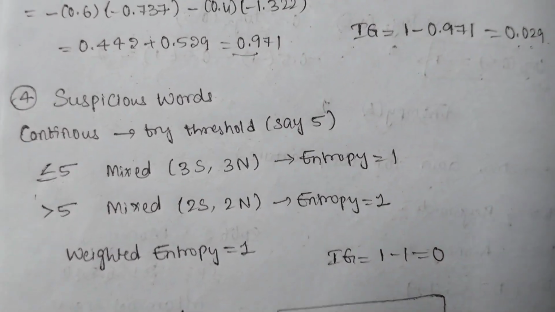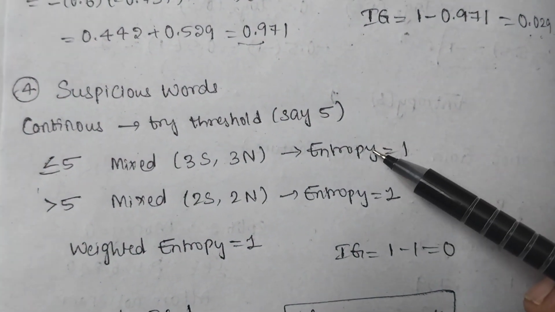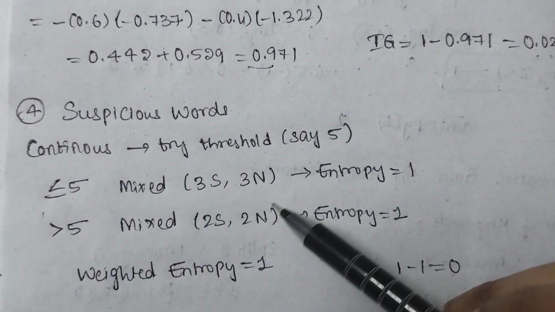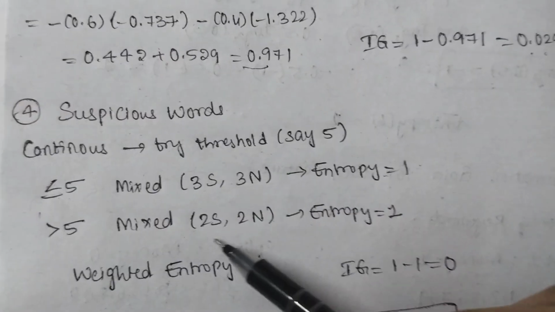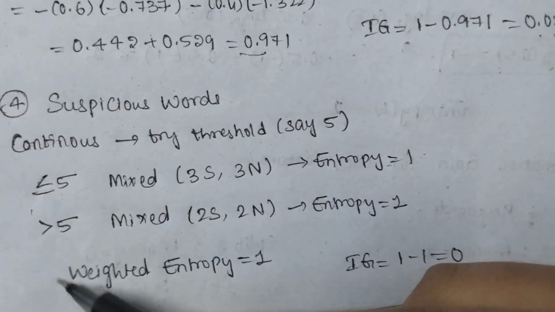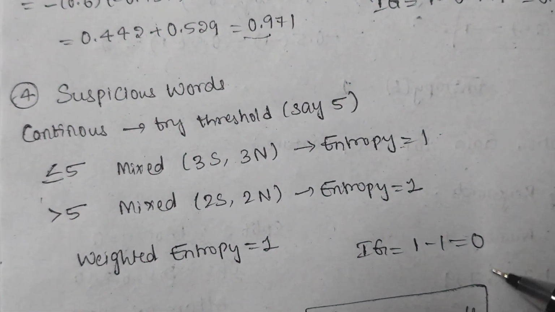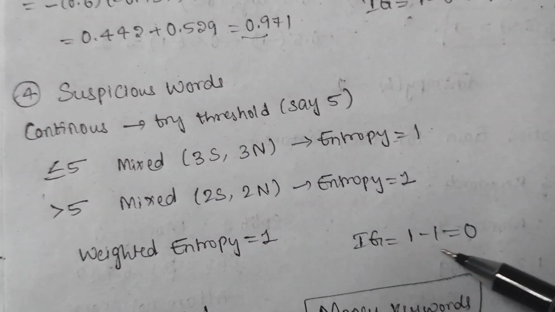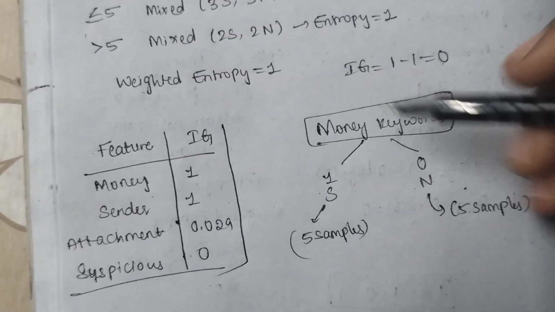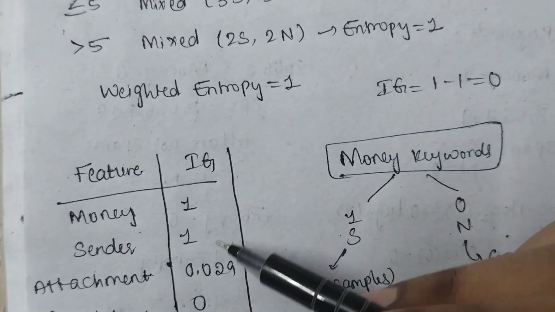Coming to feature 4, which is suspicious words. Here it is continuous. We try to split, but both sides are mixed. There are 3 spams and 3 not spams, so entropy became 1. Here also again equal. If we try to split at less than or equal to 5 and greater than 5, we still get the same. So IG becomes 0 when they are both equal, 1 minus 1, the difference becomes 0. In the final comparison, we get to know that money keywords has 1 as the information gain.